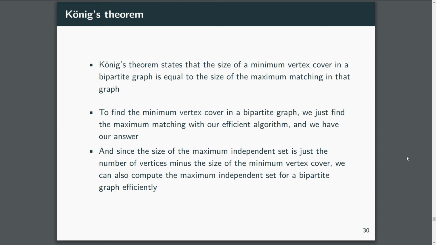So König's theorem is a theorem that states that the size of a minimum vertex cover in a bipartite graph is equal to the size of the maximum matching in that graph. So to find the minimum vertex cover in a bipartite graph, we just find the maximum matching with an efficient algorithm, which we will learn later, and we have our answer. And since the size of the maximum independent set is just the number of vertices minus the size of the minimum vertex cover, we can also compute the maximum independent set for a bipartite graph efficiently.